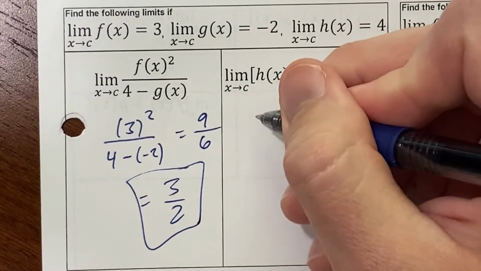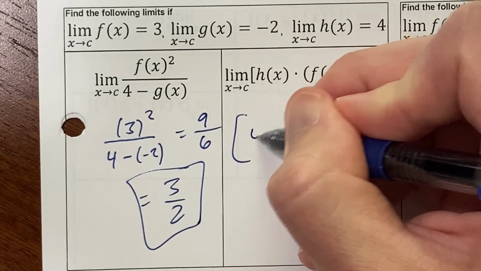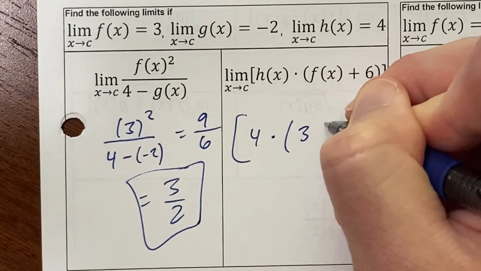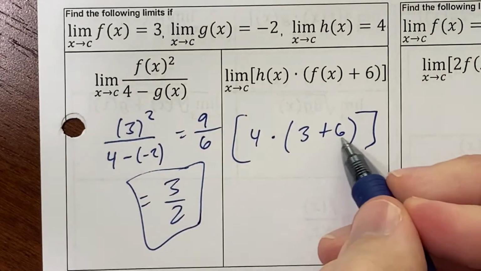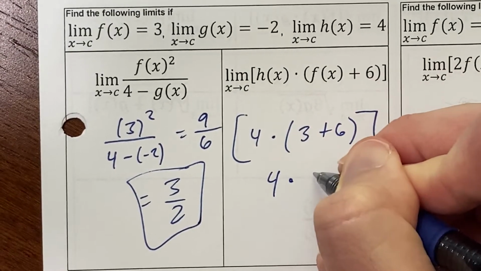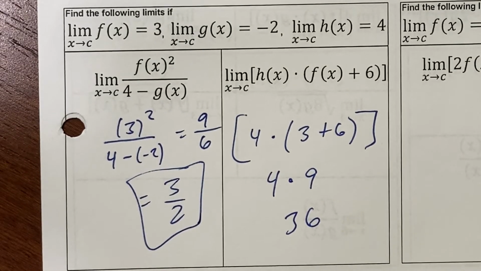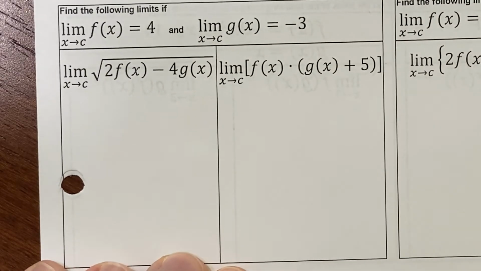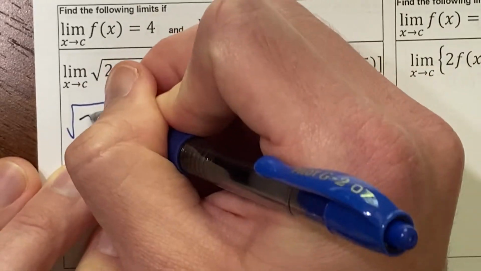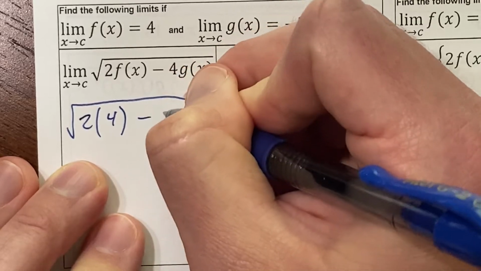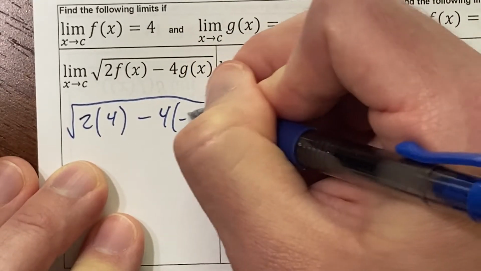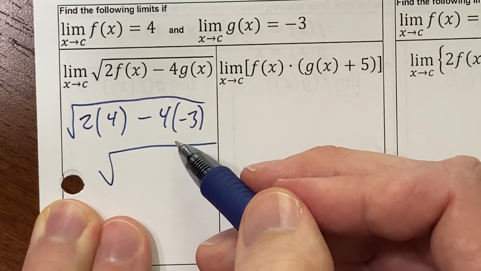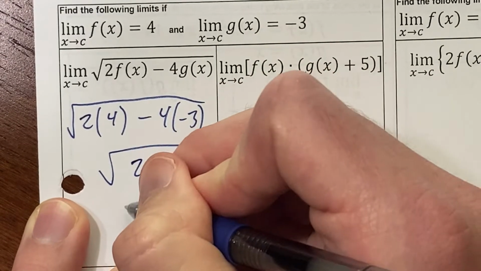And this one, I've got the limit of h of x is 4 times parentheses, f of x limit is 3, plus 6. So please excuse my dear Aunt Sally. 4 times 9, 36. Let's slide down. All right, got another square root. 2 times the limit of f of x is 4, minus 4 times the limit of g of x, which is negative 3. So this would be square root of 8 plus 12. 8 plus 12 is 20. That is 2 square roots of 5.